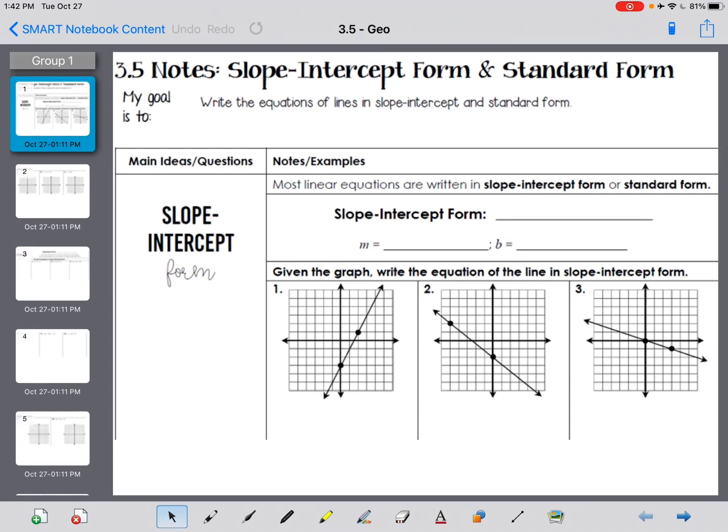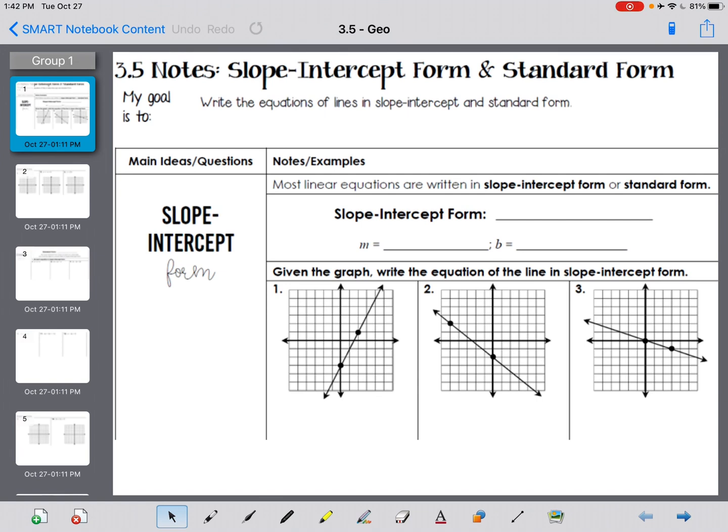Unit 3, Section 5, Slope-Intercept Form and Standard Form. We're going to be able to write equations of lines in slope-intercept and in standard form. We're mainly going to practice putting them into slope-intercept. That'll be our best thing to use to graph them, but we will talk about standard form, what it means, and what it's good for.